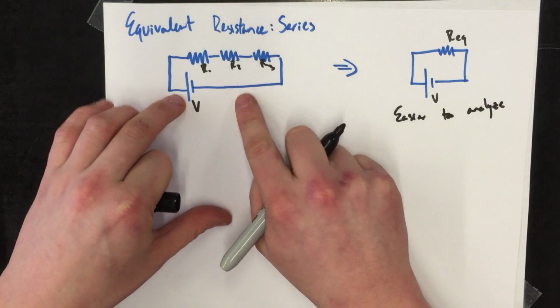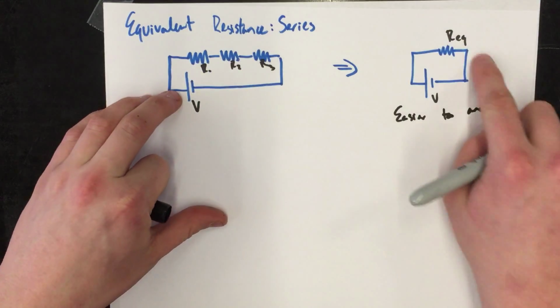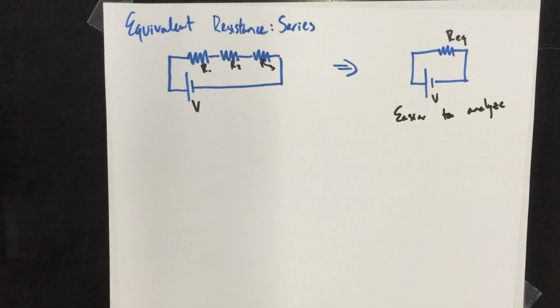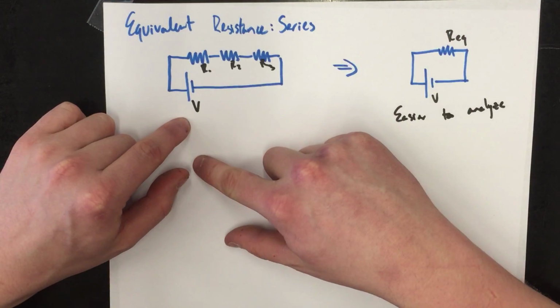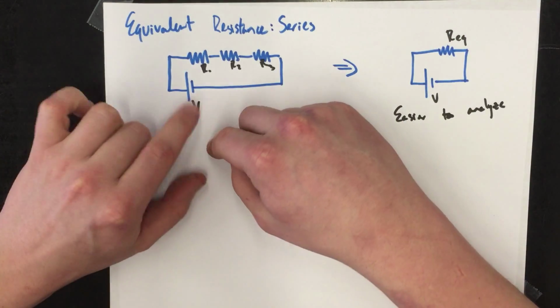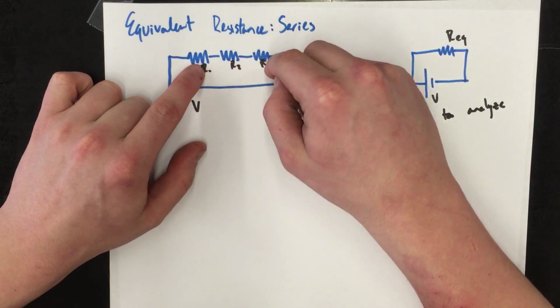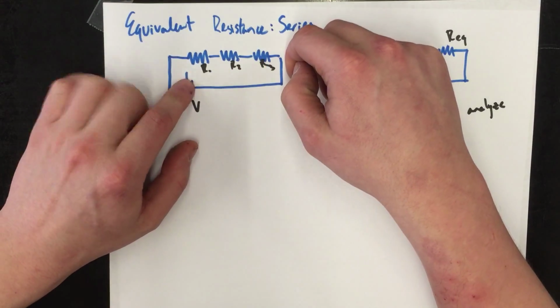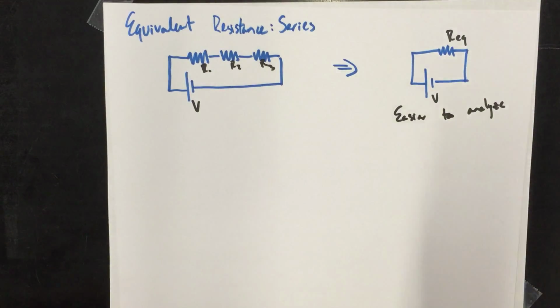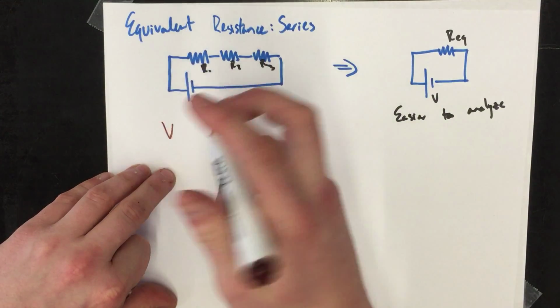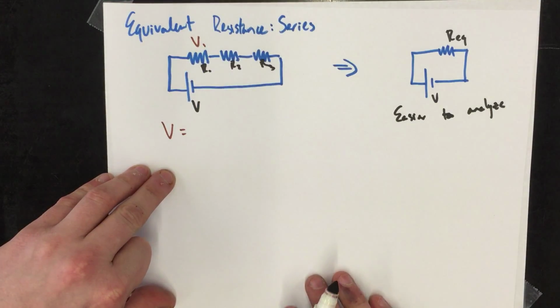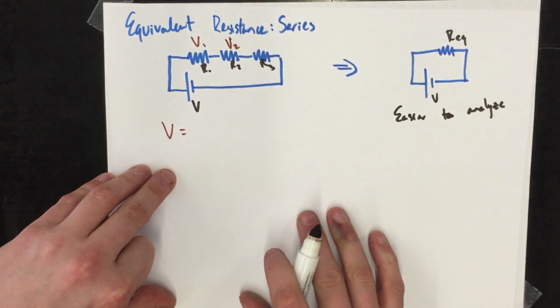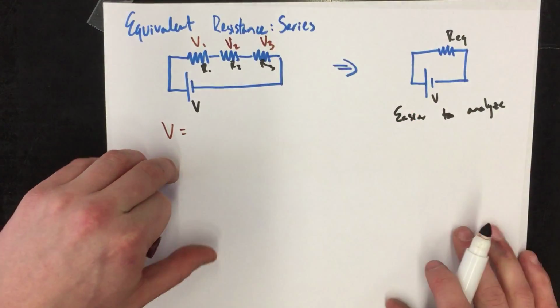So how can we make the jump from something that's complex to one that is simple? Well, we need to think about first what a series circuit is. In this series circuit, we have a voltage from the battery, and each resistor will get part of the potential difference. What does that mean? We have some voltage here, and part of this voltage will go to this resistor. Part of the voltage will go to this resistor, and part of the voltage will go to that resistor.